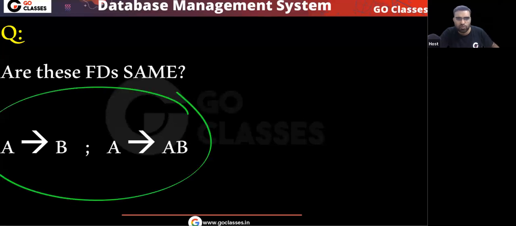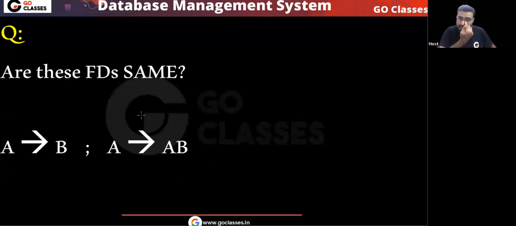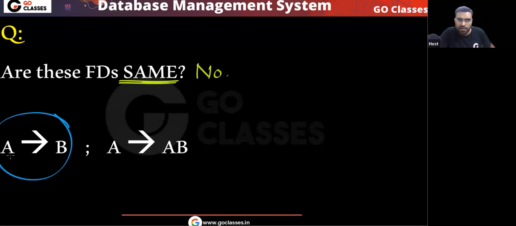But before that, one more question I want to ask: are these FDs the same? Are they the same FD? The answer is no, they are not the same. See what this says. Please understand what this means. This says that A can determine B.